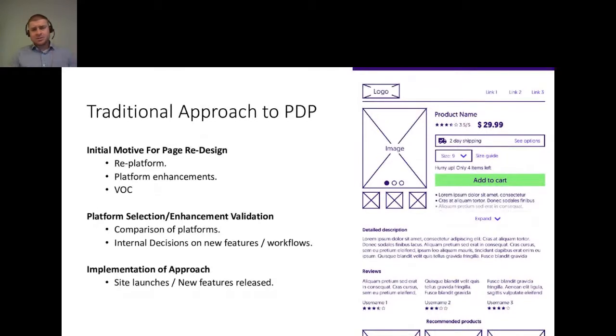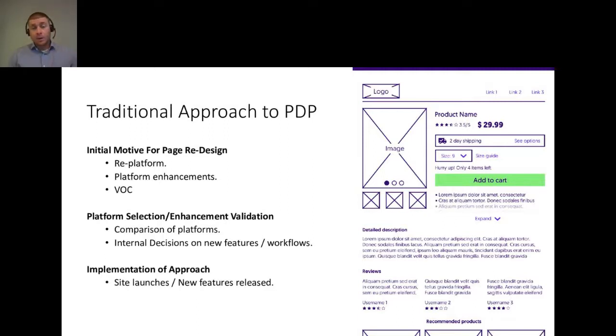So a little bit of a history of where product detail pages have come from, and where we're at today. The traditional approach to a PDP, and a lot of what I'm talking about here in a product detail page, is in reference to what I described on the previous slide. This is what typically happens. There's an initial motive for why someone is looking to potentially redesign the page, right? They need to re-platform their e-commerce website, or they need to enhance the website and want to make changes, or voice of the customer comes up and customers are complaining that they can't find specific pieces of information on this detail page. Something happens and that causes folks to want to rework these pages.